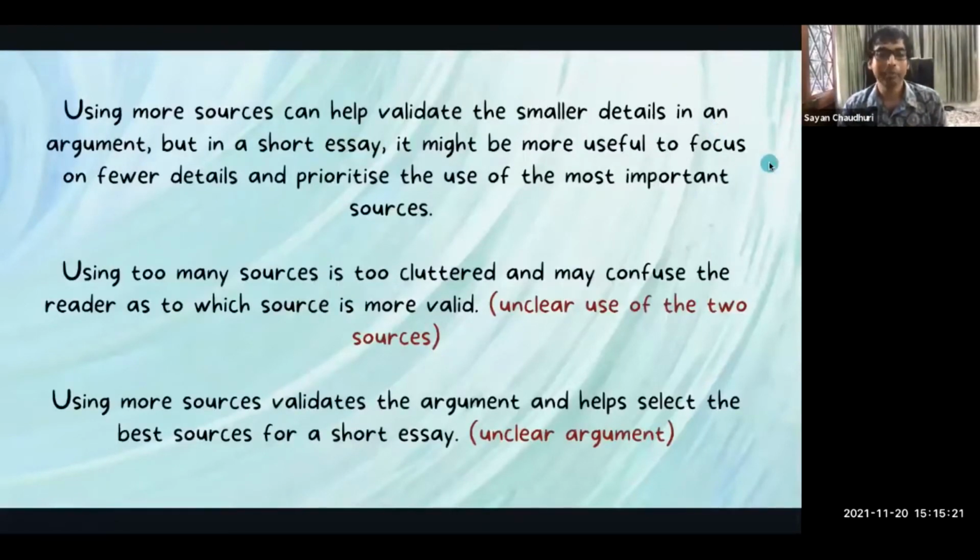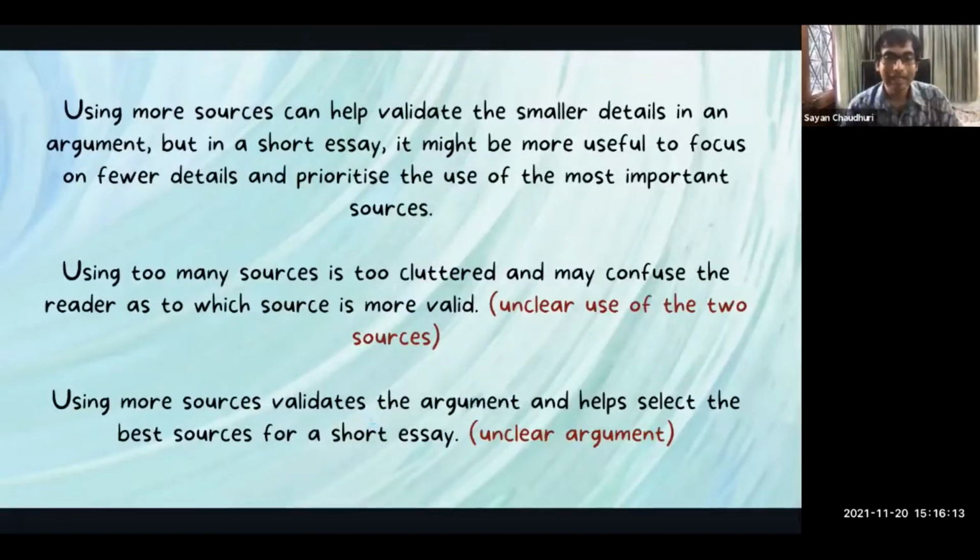So keeping that in mind, let's look at how the response that I showed you could have gone in other directions. So let's say this is the response I used, where I accurately summarized both the sources, and I also added a little detail from my end, and I coherently put it together. But suppose I had said, using too many sources is too cluttered and may confuse the reader as to which source is more valid. Now here there is an unclear use of the two sources, right? One source is talking about how using sources can help validate the argument, but I have not represented that. I've said something entirely different here, right? My point may be coherent, but I haven't accurately used the sources.